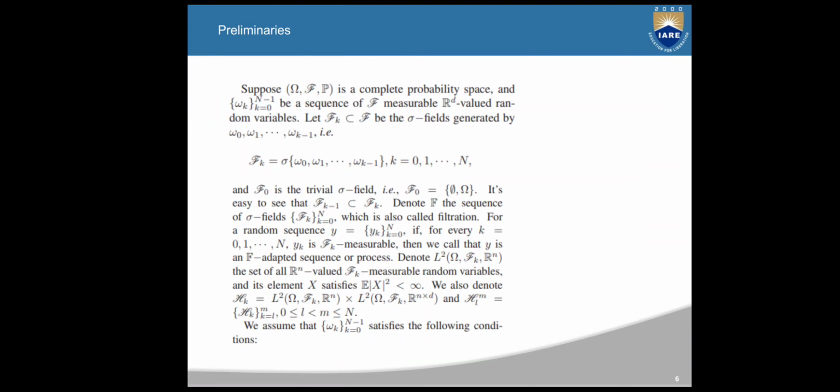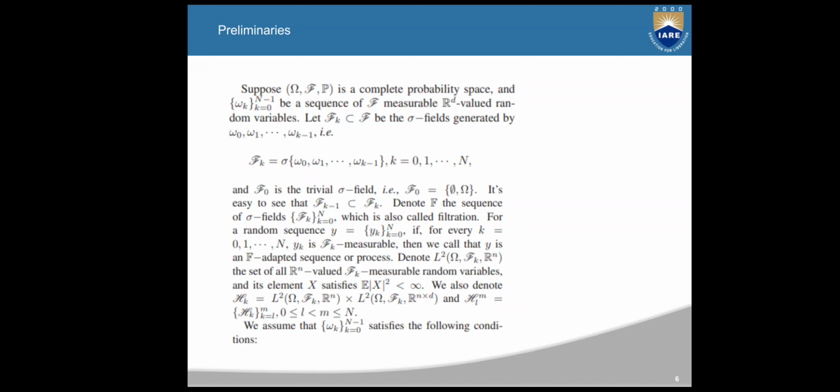Suppose (Ω, F, P) is a complete probability space and {w_k} is a sequence of measurable R^d valued random variables. Let F_k belonging to F be the sigma fields generated by w_0, w_1, up to w_{k-1}, for example, and F_0 is the trivial field. It's easy to see that F_{k-1} is contained in F_k.